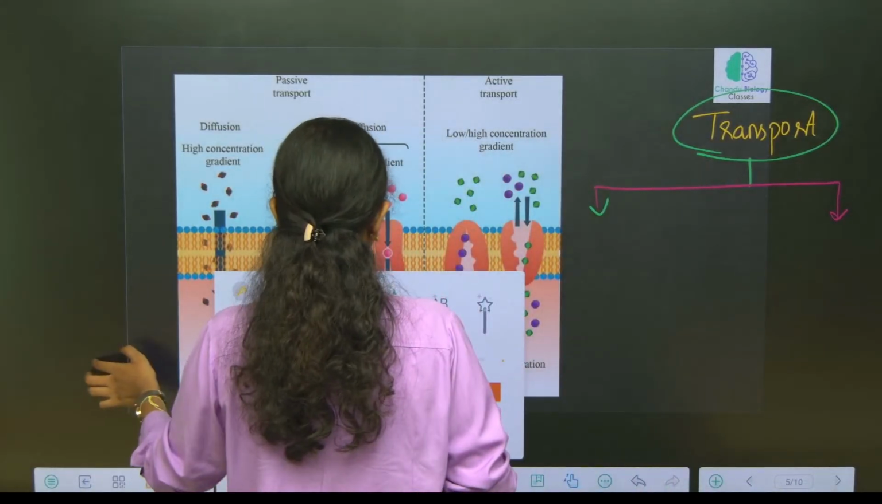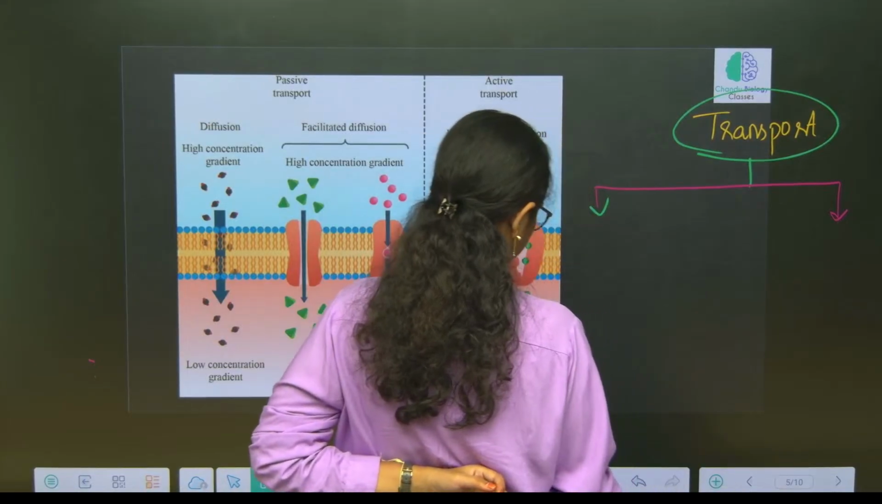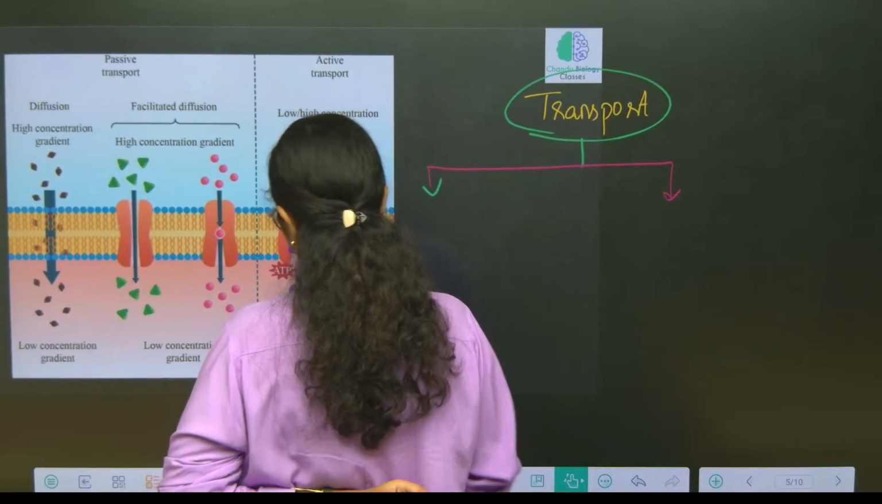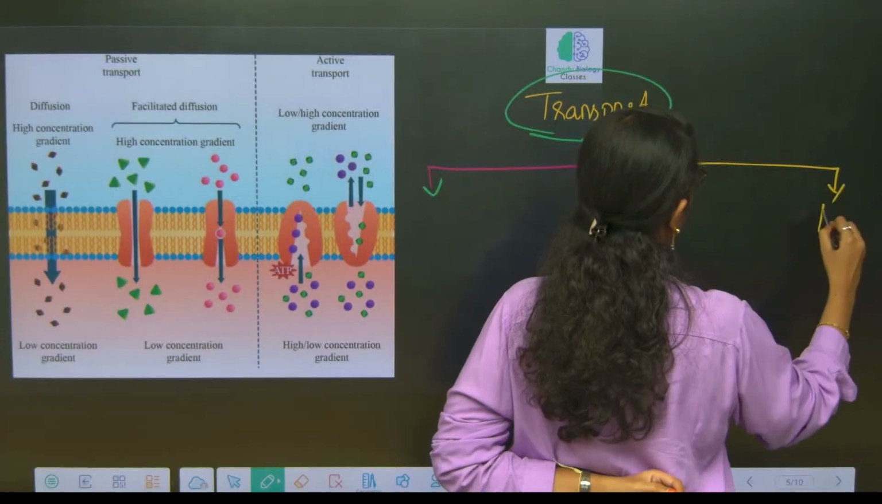Besides passive transport and active transport, there is one more type of transport called bulk transport.